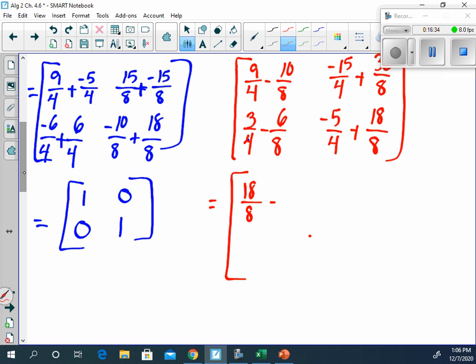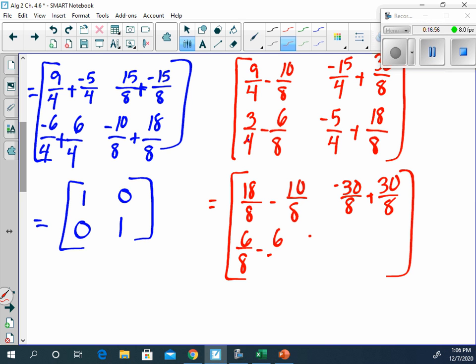That would give me 18 eighths for the first, because 9 times 2 is 18. 4 times 2 is going to give us 8. I'm going to do the same with the next one. Negative 15 times 2 would be negative 30, so 8 plus 30 eighths. If I do it with 3 fourths, that's going to give me 6 eighths minus 6 eighths. And lastly, negative 5 fourths times 2 over 2 would be negative 10 eighths.